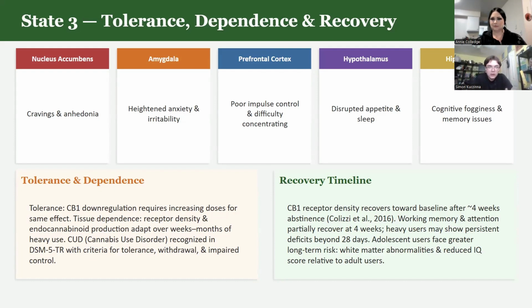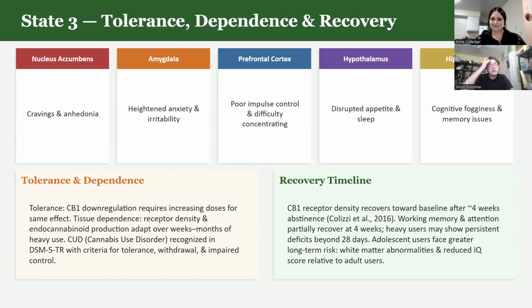It's going to include criteria for tolerance, withdrawal, and includes things like impaired control, significant social and occupational impacts, among many other symptoms that we've discussed in the past. And the neurobiology that we just described is going to be definitely what we're validating for that clinical diagnosis.